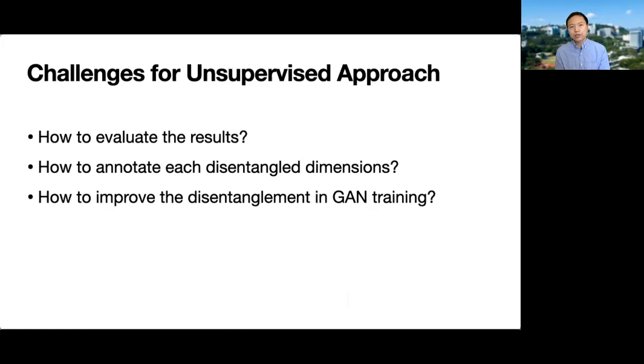The second question is how to annotate each disentangled dimension. We can have many disentangled dimensions, so how can we annotate them? Right now, it is just through manual annotation: we plot them and ask humans to come up with a name for the dimensions. Also, the third one is how can we better improve the disentanglement in the training process? A lot of the work has been done after the training, at the interpretation stage. But ideally, we want to improve this disentanglement during the training, so we can have a more disentangled model out of the box after training.